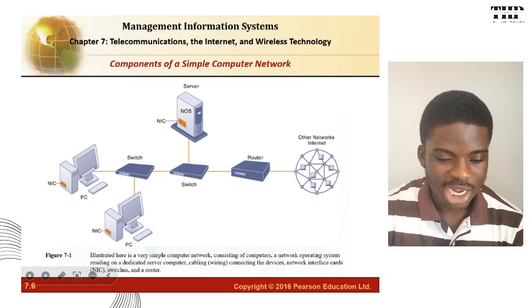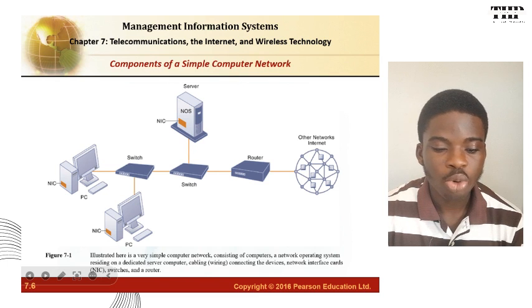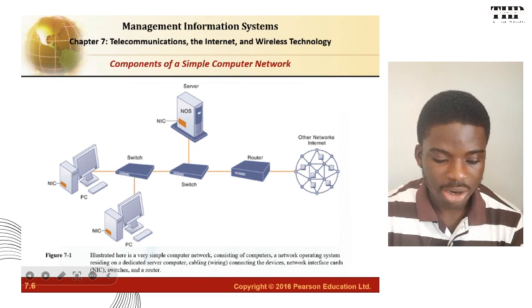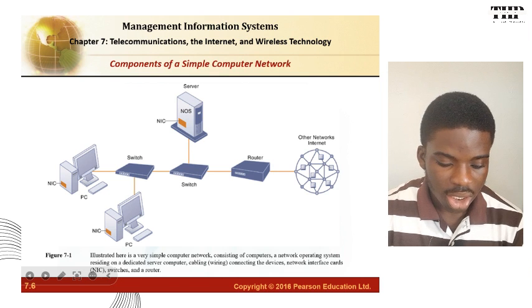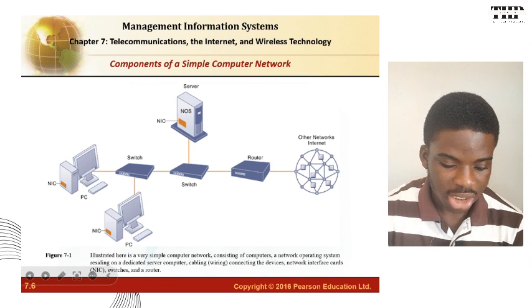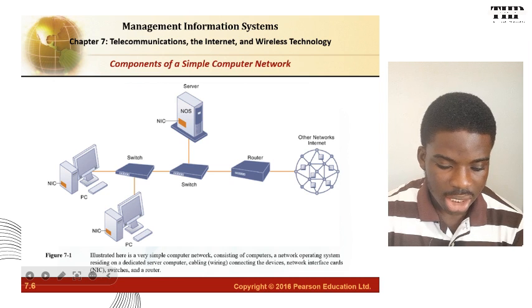Right, so as I was saying, these are the components of a simple computer network. It's being elaborated here, right? It says illustrated here is a very simple computer network consisting of computers, a networking operating system residing on a dedicated computer server, cabling or wiring, so the wiring connecting the devices, network interface cards, that's the next that we spoke of, switches, and then a router.